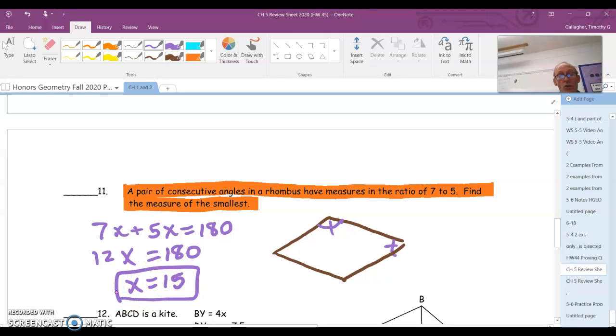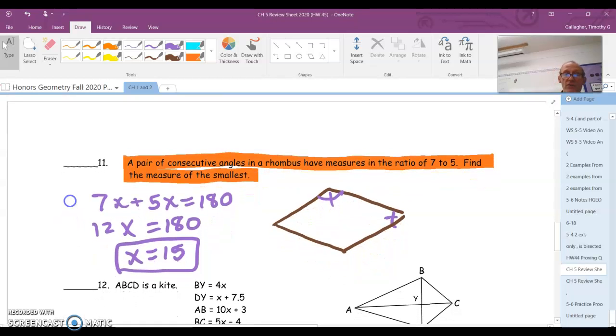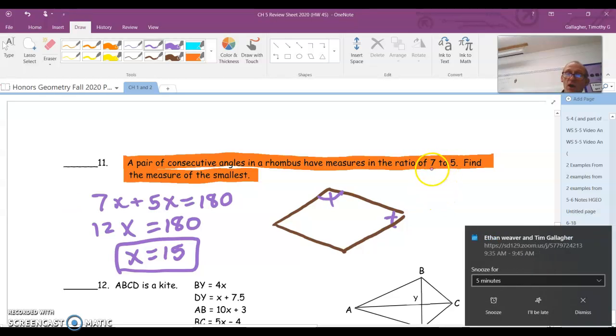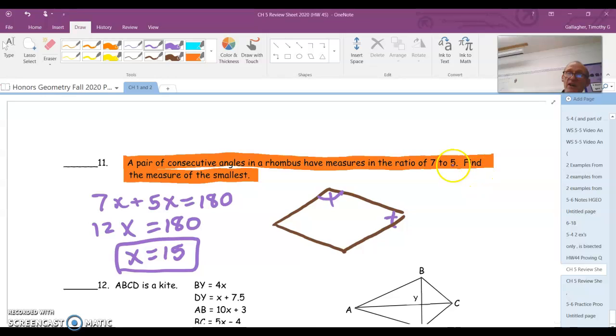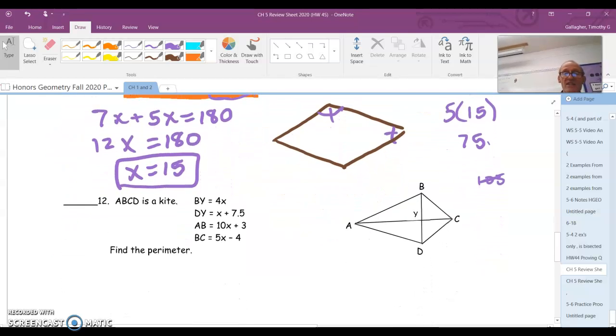Okay, so I get x equals 15 for that, and I am going to find the smallest angle. So the smallest angle is 5 times 15, which is 75. 7 times 15 will be the supplement of this, which is 105, but we don't want that. We want the smallest angle, so that's 75 degrees.